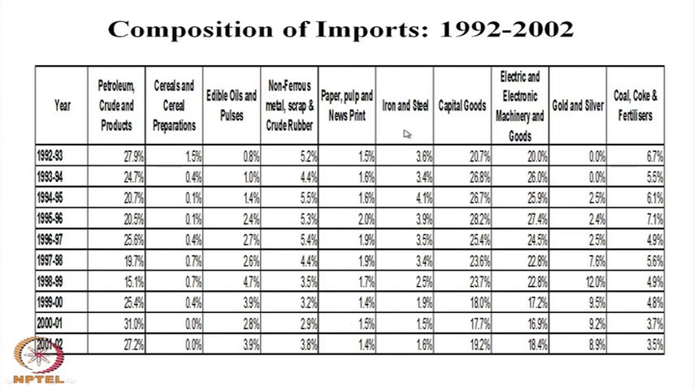Iron and steel import was quite high earlier, but recently, because of the development of the iron and steel industry in India after economic liberalization, this import has declined over the years, and now constitutes nearly 2% of our import basket. Capital goods import remains at a significant part of the import basket, because our export industry needs capital goods import, and for this reason it constitutes nearly 20-25% of our import basket.